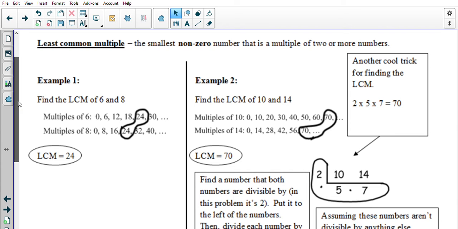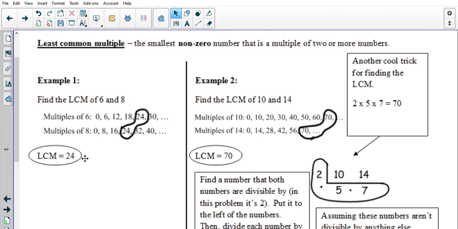So if I want to find the least common multiple of 6 and 8, one option I have is to list some of the multiples of 6, some of the multiples of 8. They go on infinitely, so I can't list them all like I can with factors. Factors, we have a finite number of those. But as I list them, I can ignore the zero, which is a multiple of everything. And the smallest number or the least number that is a multiple of both 6 and 8 is 24.